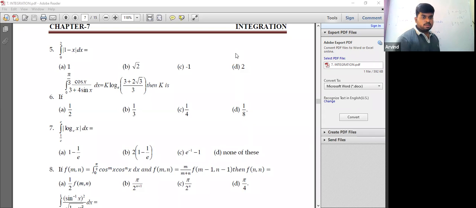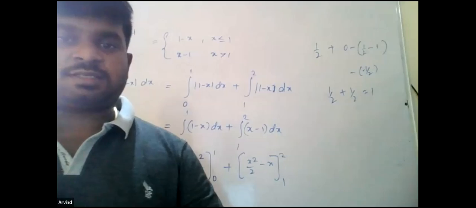Sixth one: the integral from 0 to pi by 3 of cos x by 3 plus 4 sin x is equal to k log e of 3 plus 2 root 3 by 3. Then what is the value of k? First, you have to integrate cos x by 3 plus 4 sin x. I hope you can do this on your own.